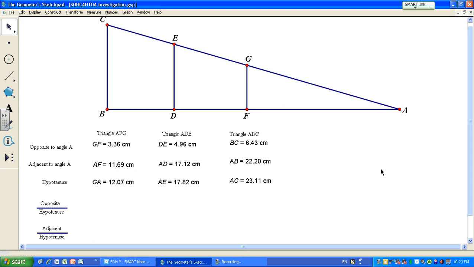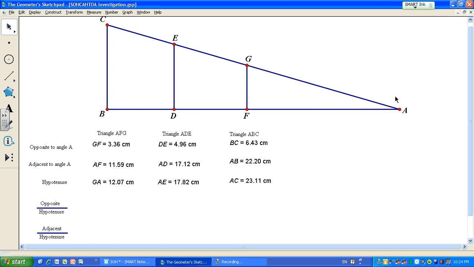The three triangles are given, and what I did in each of these triangles, I measured the sides. So in triangle AFG, the smallest one, I measured GF, I measured AF, I measured GA, the three sides of the triangle. Then I did the same thing in triangle ADE. The three sides are given right here. And in triangle ABC, in the big one, I measured the three sides again. Good. Now, I will be looking at angle A.